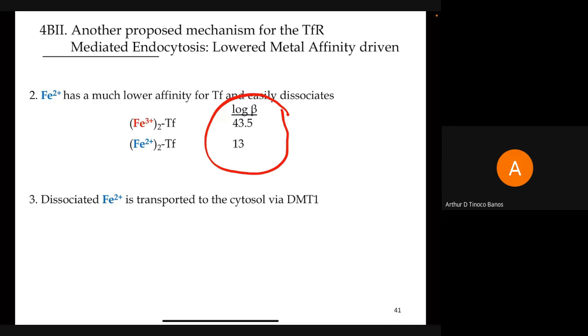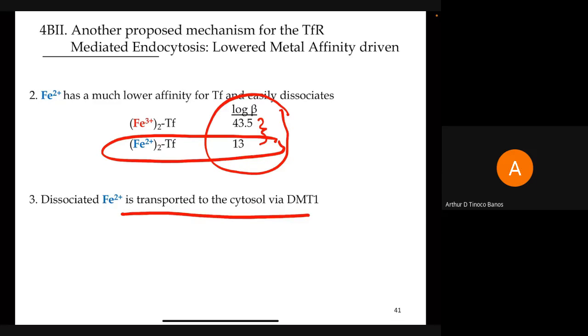Well, that's important because that change in oxidation state is enough to dramatically alter the affinity of the protein for the metal. As you can see, there are many orders of magnitude difference between how strongly that protein binds iron 3 and how strongly it binds iron 2. And so this lower affinity is enough to then remove iron from the protein as iron 2, and then that iron 2 is transported out via the divalent metal transporter. All right, so this is a redox-oriented process.